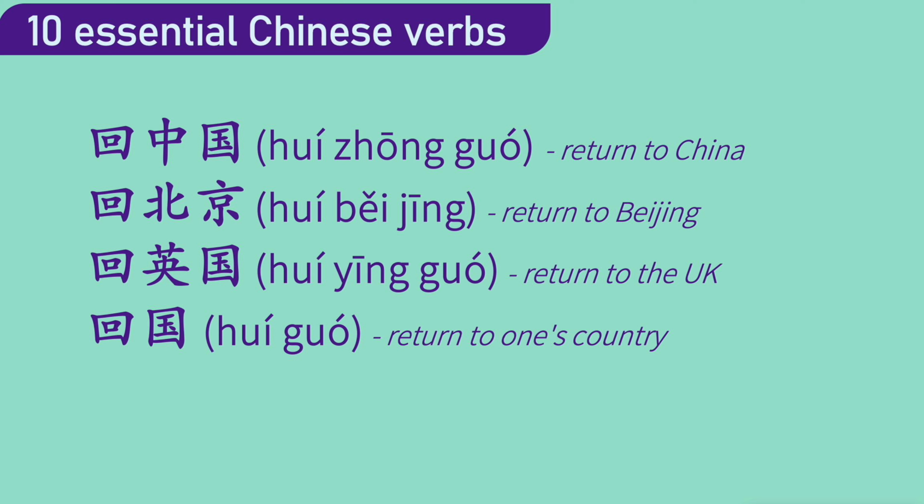And for me, as a Chinese person, I come from Beijing, and right now I live in the UK. So for me, I can say 回中国, return to China, and 回北京, return to Beijing. If I'm back to the UK, I also can say 回英国, because I also live in the UK. But when people say 回国, that only means return to the original country. Like me, 回中国 is a 回国. But I can't say 回英国 as 回国 because my nationality is not British.